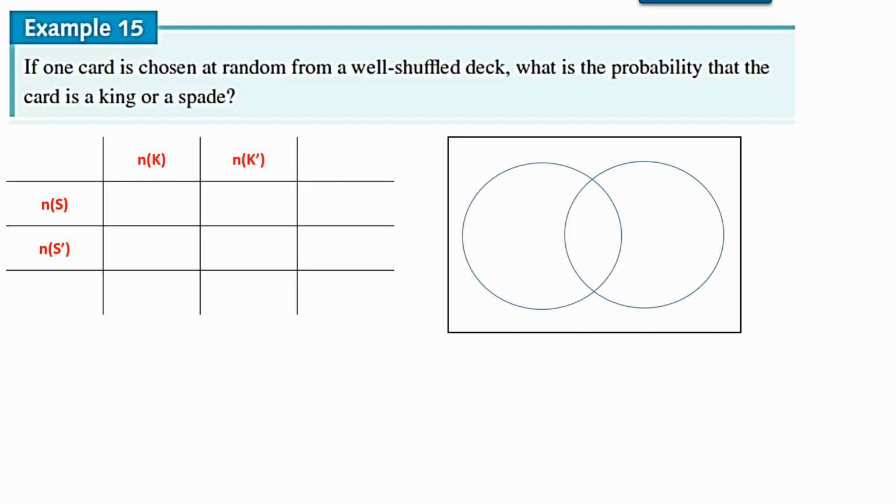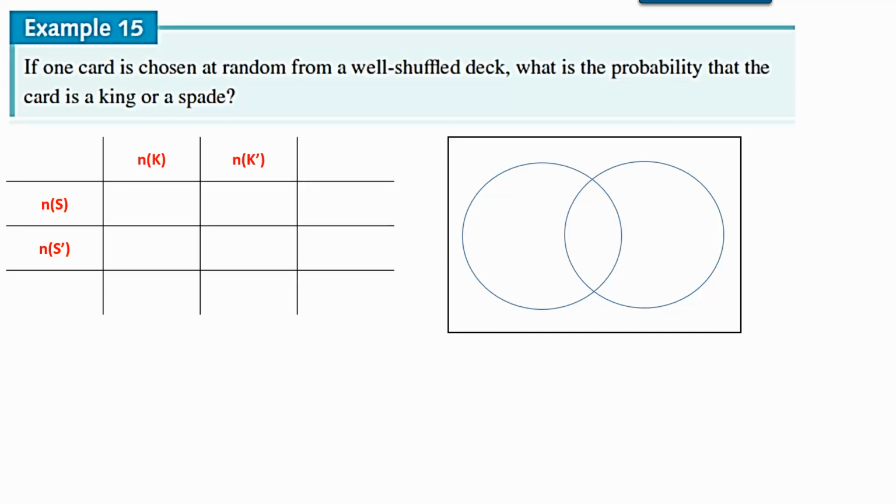If one card is chosen at random from a well-shuffled deck, now just in case you don't know how many cards are in a normal set of cards, 52. Okay, if you didn't know, there are 52 cards. So 52 cards, what is the probability that a card is a king or, so the keyword is or, a spade. Now, how many kings are there in a deck? There's 4. There are only 4 kings.